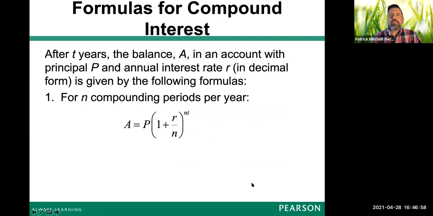All right. So now let's talk about compound interest. This is a big application of exponential functions. I think we've talked about this before, actually. So remember that after t years, the balance A in an account with principal P and annual interest rate R, written as a decimal, is given by the following formulas. You only see one formula here so far, but we're about to pick up another one. If there are n compounding periods per year, that formula is A equals P times (1 plus R over n) to the power nt.